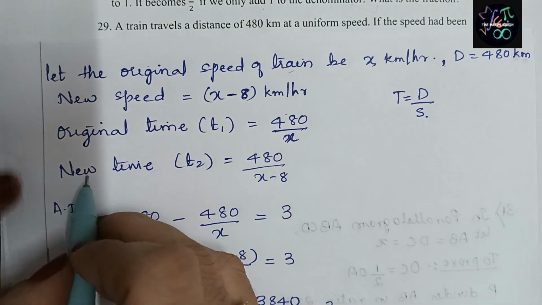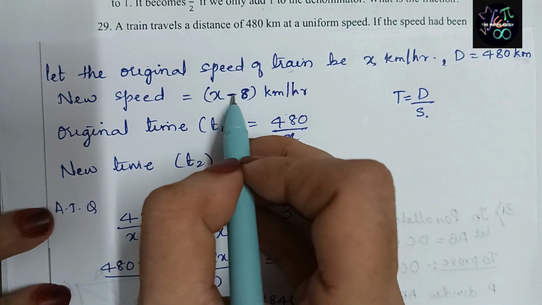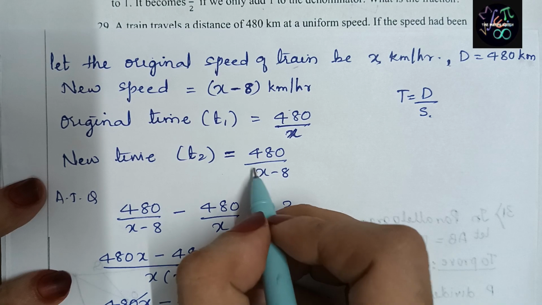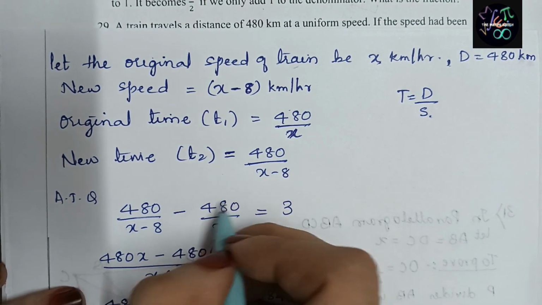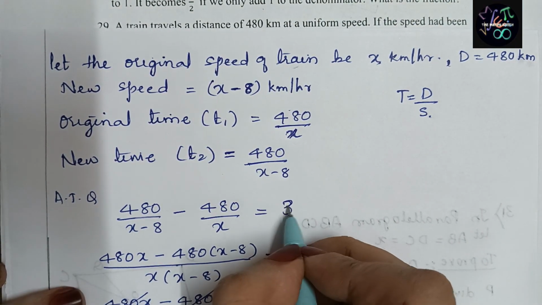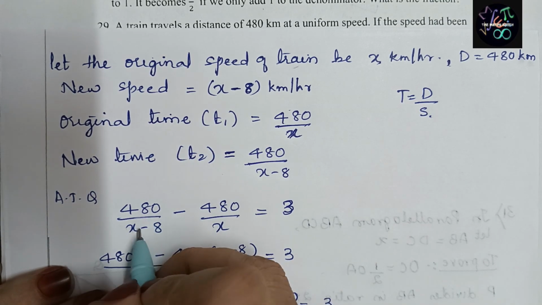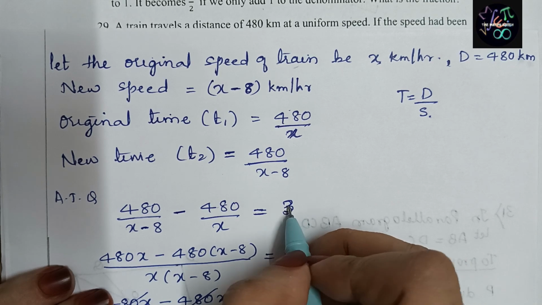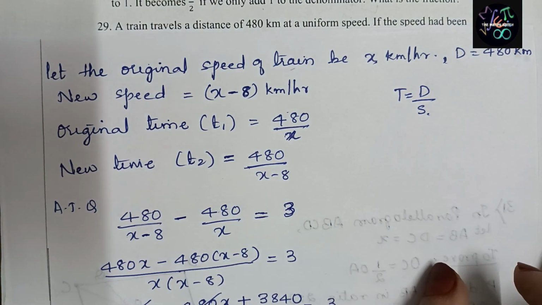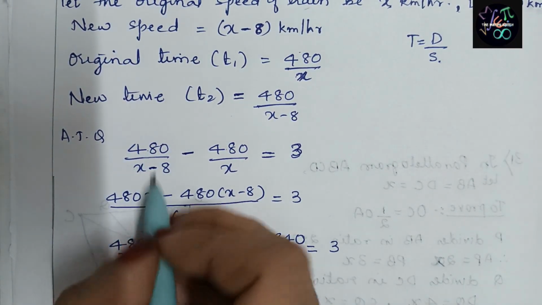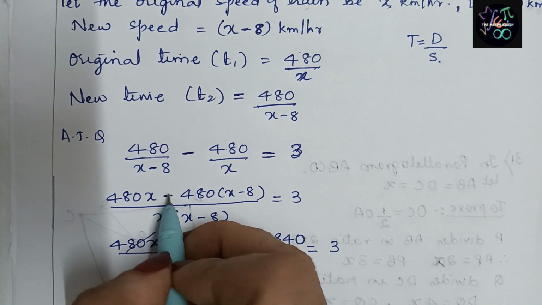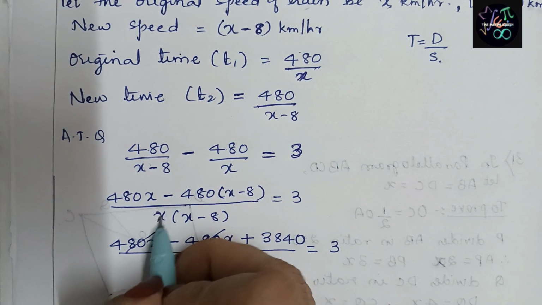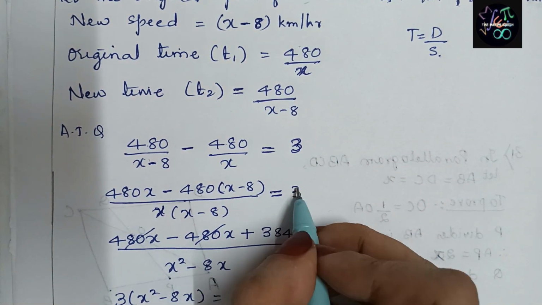Same with the new time. That is x minus 8 speed. So distance is 480 only and the speed is x minus 8. According to the question, the difference between the two journeys is that it takes 3 hours more. So 480 by x minus 8 minus 480 by x is equal to 3. Let us solve this now. Cross multiply: 480 into x minus 480 into x minus 8, upon x into x minus 8, is equal to 3 as it is.